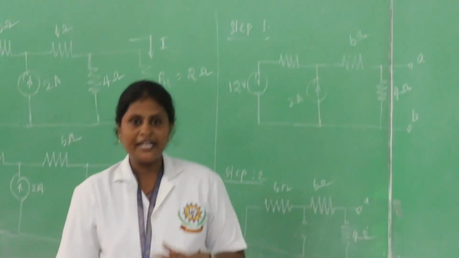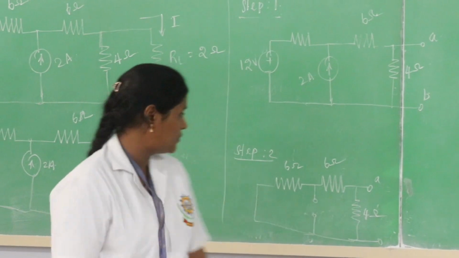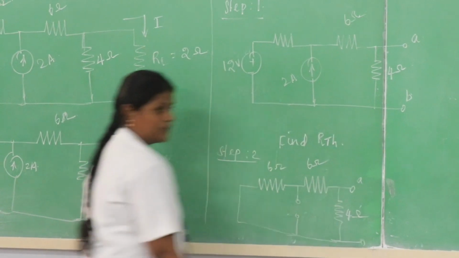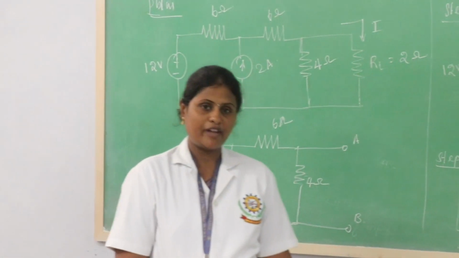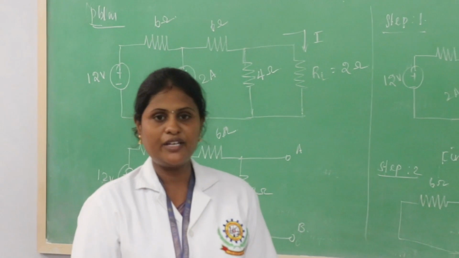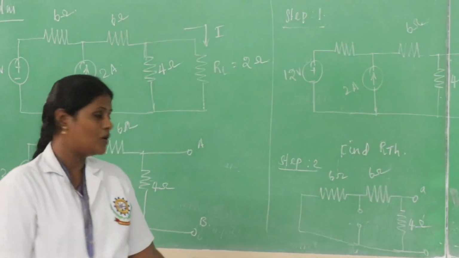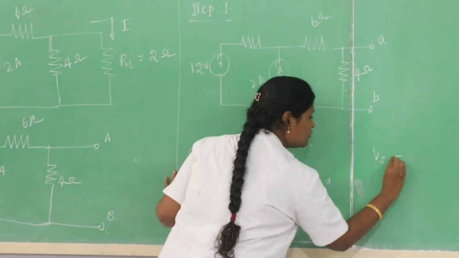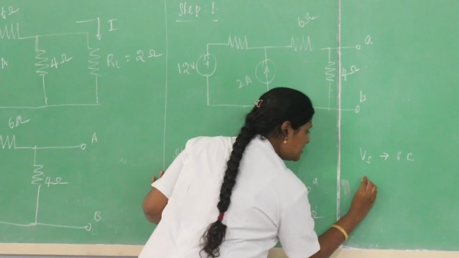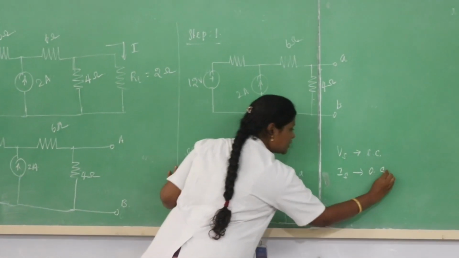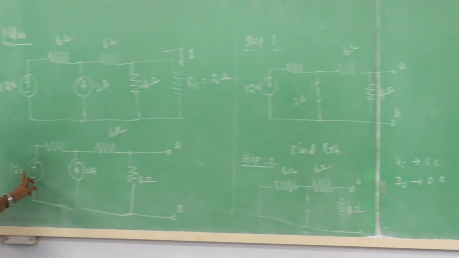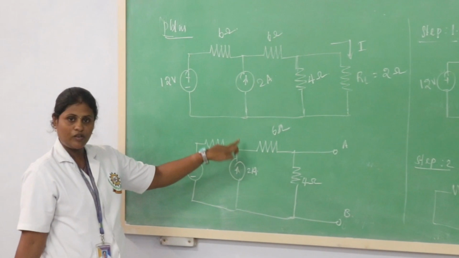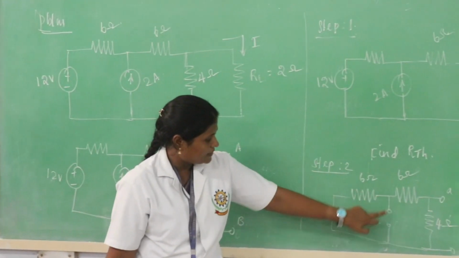Next, the third step is to find the value of RTH, that is the Thevenin resistance value. While finding the RTH value, if the circuit has a voltage source, it will be short circuited, whereas a current source will be open circuited. In our circuit we have a voltage source as well as a current source. So this voltage source will be short circuited and this current source will be open circuited.